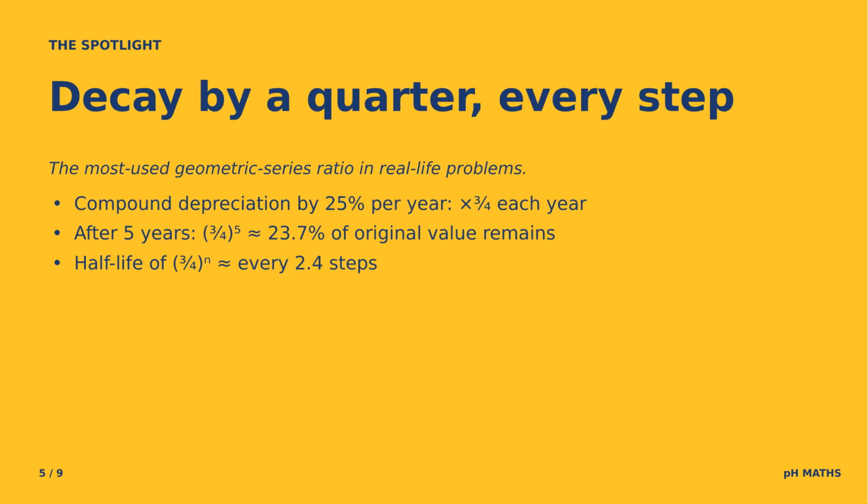Decay by a quarter every step. Compound depreciation by 25% per year means multiplying by 3/4 each year. So after 1 year, 75% remains. After 2 years, 3/4 squared, 56.25%. After 5 years, 3/4 to the fifth, about 23.7%. The half-life of 3/4 per step is approximately 2.4 steps. This is the model for cars, phones, laptops, anything that loses a chunk each year.